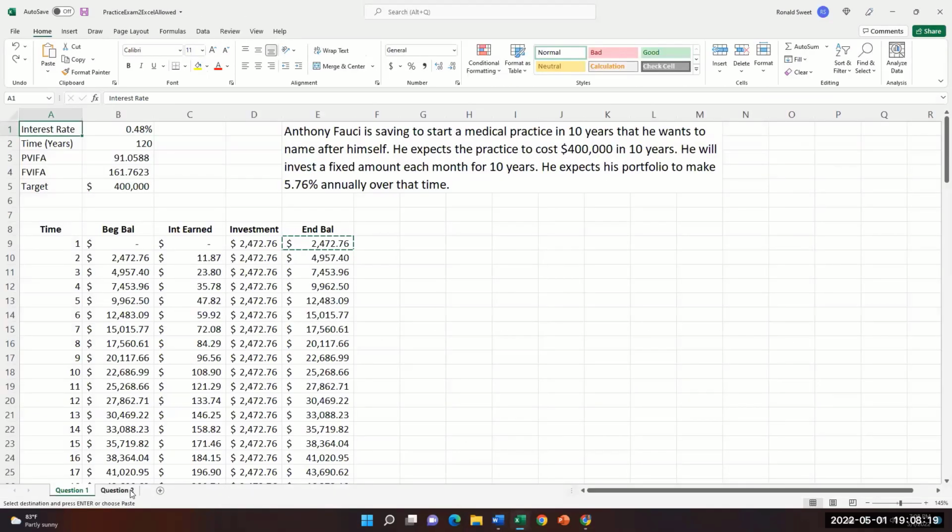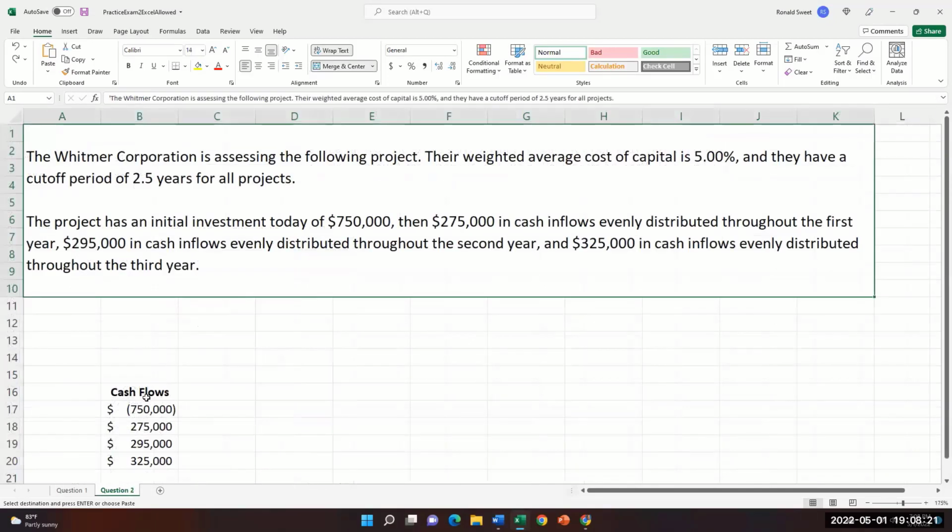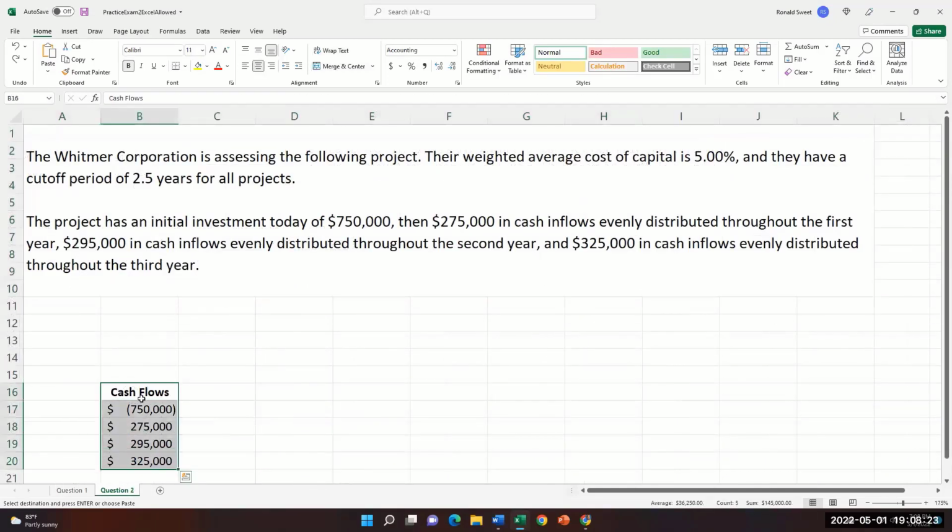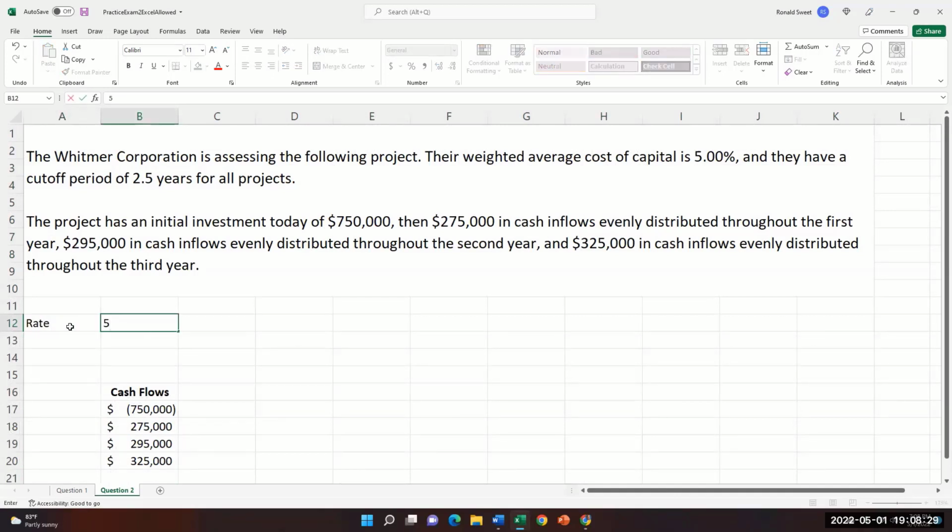So what I give you here is the cash flows typed out already. If I were you, I would type the rate. Your rate here is 5%. And then it's the same kind of thing. You're going to have time. So your time is going to be equal to today.